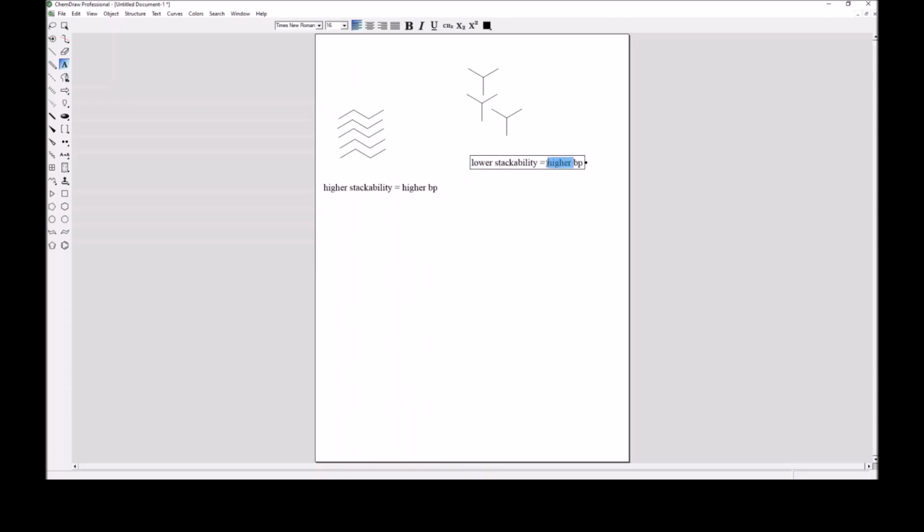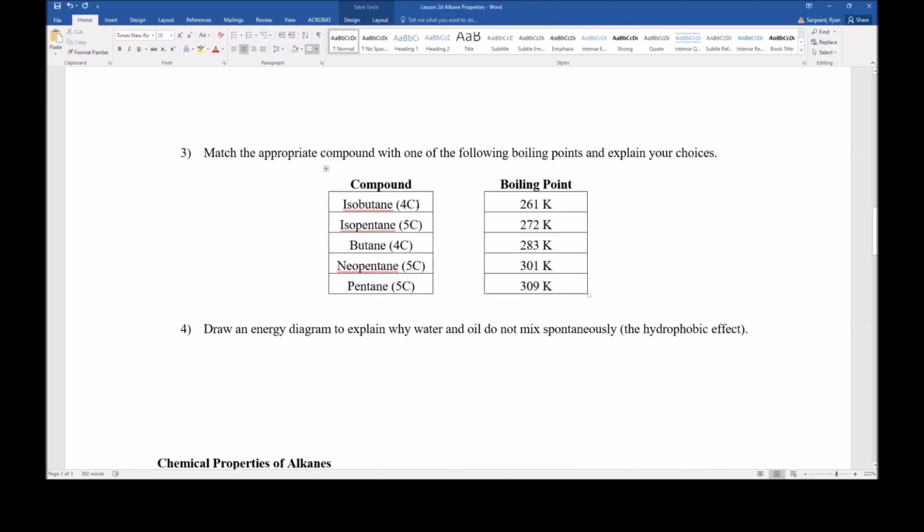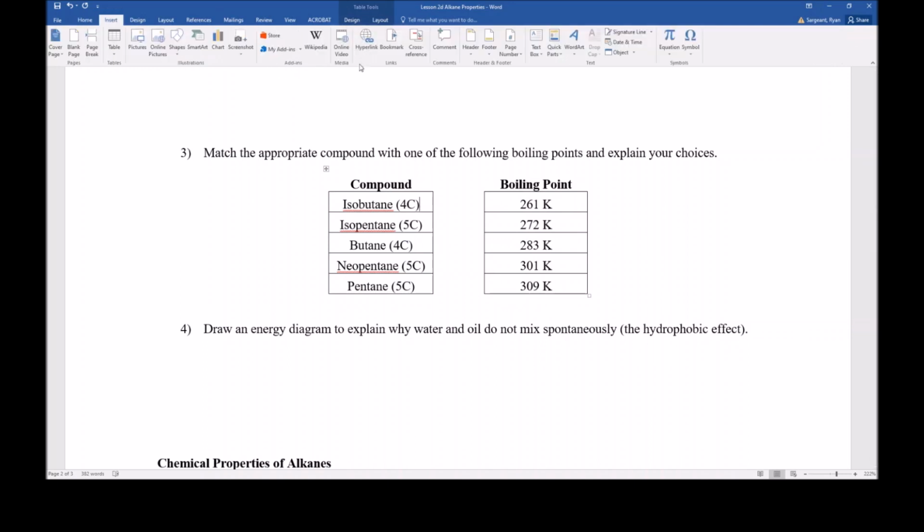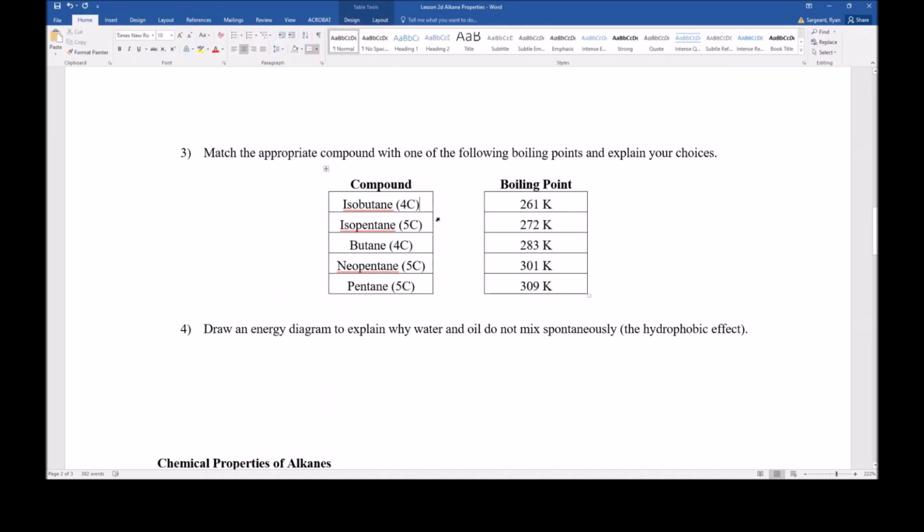It would be easier to heat this up and get one of these isobutanes to kind of break free from your wood pile and pop off into the gas phase. So going back to the problem here, the isobutane is the one with more branches. And so the isobutane is going to have a larger problem stacking and won't stack together very well, so it's easier to boil it, so it will have a lower boiling point. So this is correctly lined up already for us. The isobutane is going to have the 261 Kelvin boiling point.